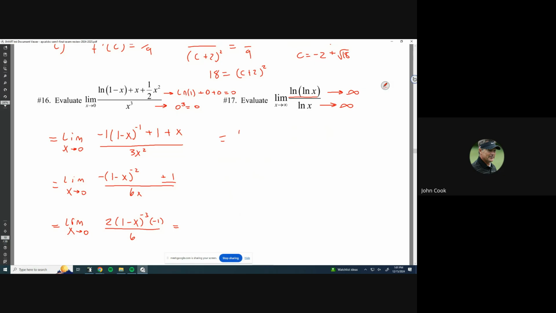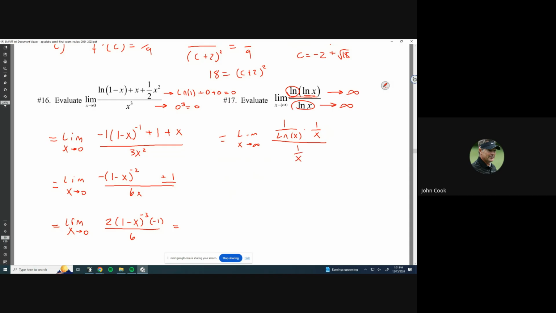So, L'Hopital in this. The limit as x goes to infinity of natural log of x, that would be chain rule. The derivative of natural log of something is 1 over that thing, so 1 over natural log of x. Then we multiply that by the derivative of the inside, which is 1 over x. And the derivative of natural log of x is just 1 over x as well.